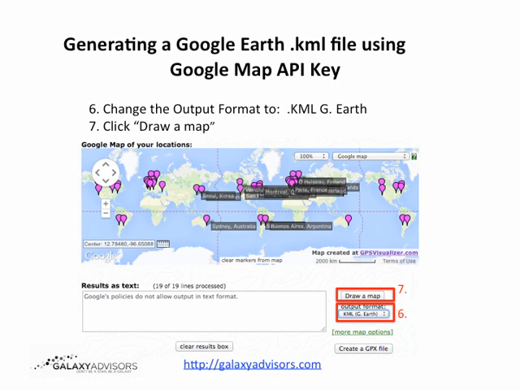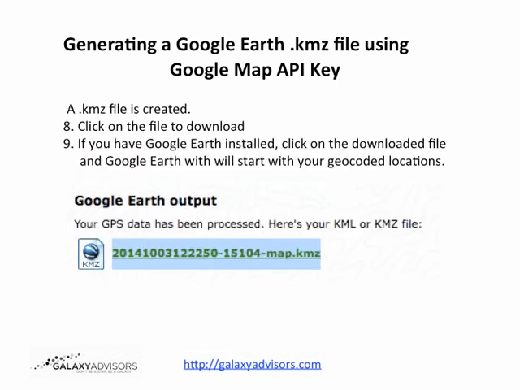And once this is drawn, in the middle to the right, I have step 6. Change the output format to .kml gearth for Google Earth. It is actually KML and KMZ here. Then click in step 7, draw a map. Wait a little bit, and a KMZ file is created. It'll come back and give you the Google Earth output. Click on that file to download it.